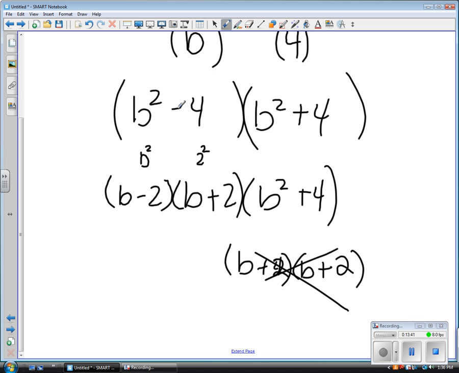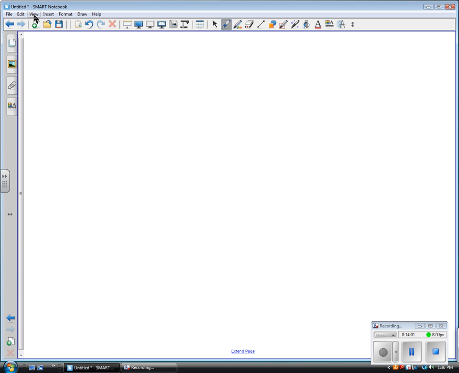The difference of squares works because when you FOIL, your outside and inside terms cancel off and you're only left with your first and your last. So that's why the sum of squares does not work. Okay? Alright, let's look at another one. I want to pause it, do that one.